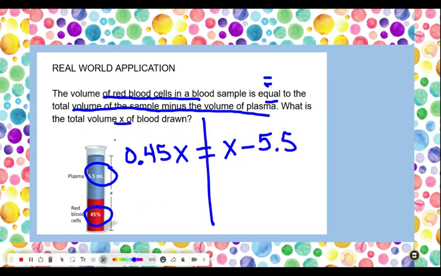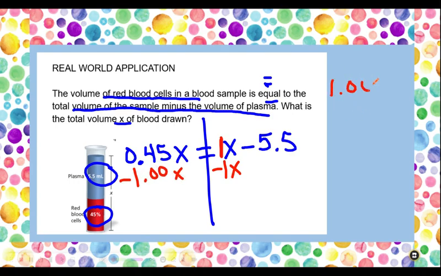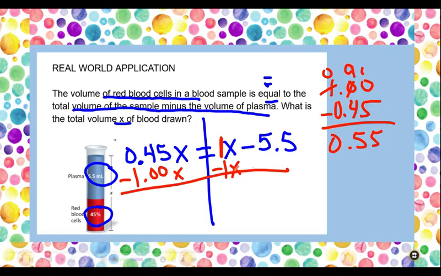Okay, so now I see variables on both sides. I just need to solve. So remember, I could put a 1 here. So minus 1x, I'm going to put 1.00x. So 1.00 minus 0.45 is 0.55. So this is negative 0.55x equals negative 5 5/10.